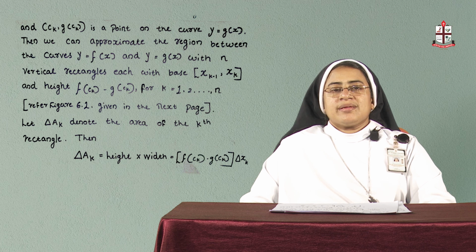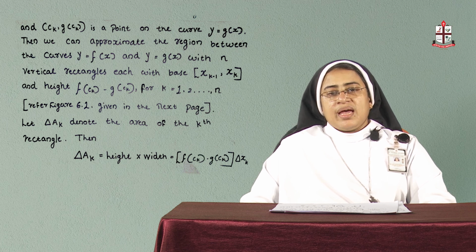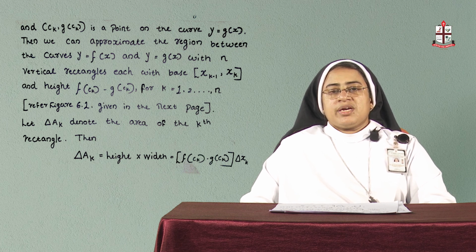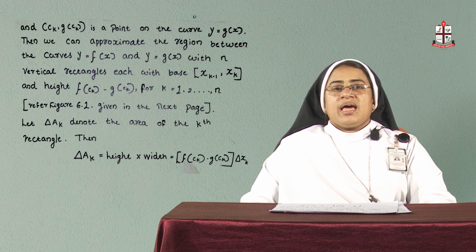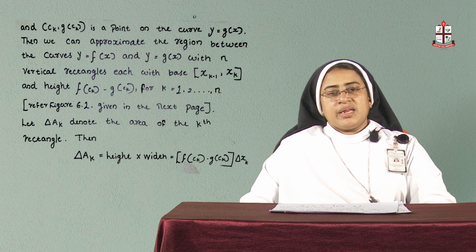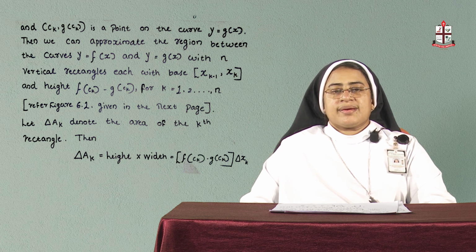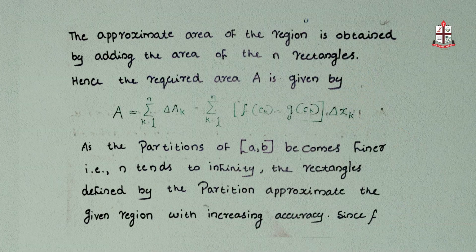Then we can approximate the region between the curves y equals f(x) and y equals g(x) with n vertical rectangles, where the base of each rectangle is [x(k-1), xk] and the height of each rectangle will be f(ck) minus g(ck), for all k equal to 1, 2, 3, etc., up to n. In the text, figure 6.1 shows this. Let delta A k be the area, as we considered in the previous chapter, of the kth rectangle. So delta A k is height times width, that is, f(ck) minus g(ck) times delta xk. The approximate area is obtained by adding the areas of the n rectangles.